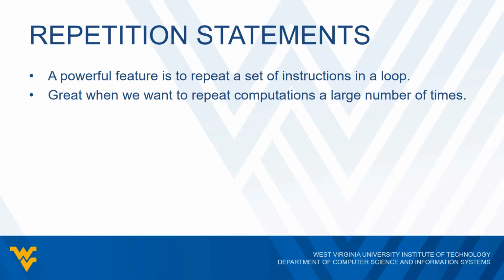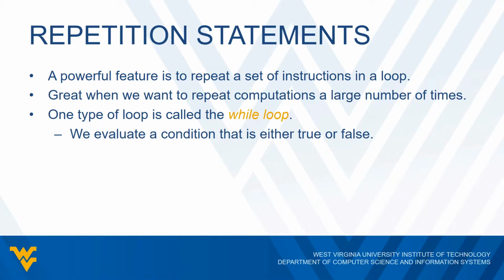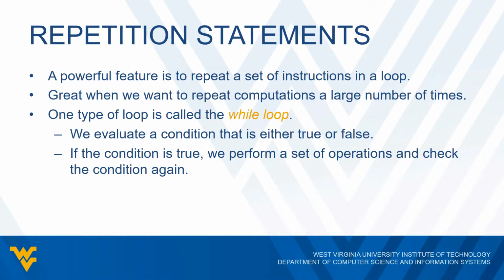And there are different types of loops, but the one we'll talk about for now is what's called the while loop. So the idea with this is we still have our condition, and just like with our if then else statement, this is going to be either true or false. So if this condition is true, then we're going to perform a set of operations that's going to be part of our loop. So as long as our condition is true, we're going to execute the lines in our loop. We'll do whatever the instructions say.